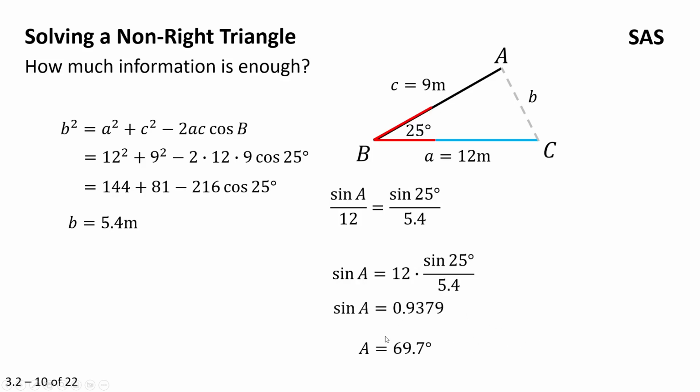And that gives us 69.7 degrees. And lastly, we can find out what angle C is by subtracting those two from 180, and we get 85.3 degrees. So just like before, we only have to use the law of cosines once to find one of the angles or one of the sides to make it so that we have a pair. Angle B, side B, angle A, side A, angle C, side C. If you've got a pair of those and at least one piece of information for everything else, then you can use the law of sines to solve for everything else.